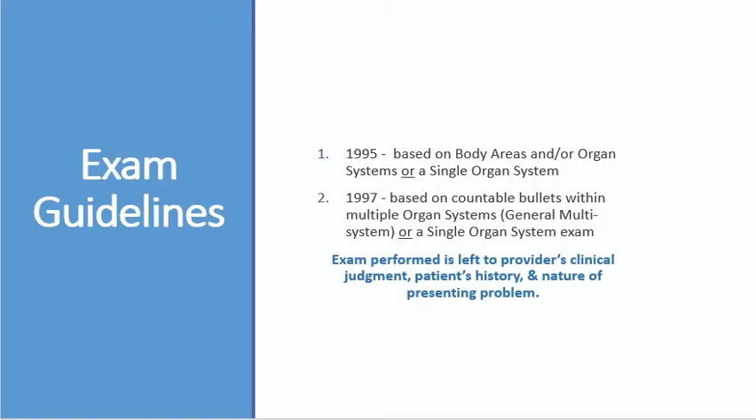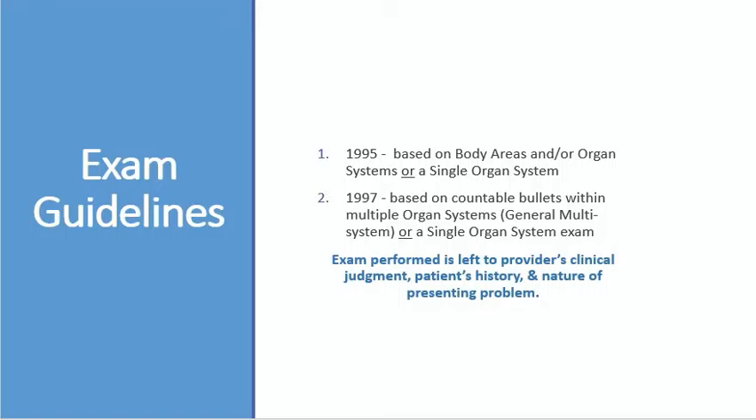How the levels of exam are quantified in the CMS 1995 guidelines and 1997 guidelines is different, and this is currently the only difference between the two sets of guidelines. Prior to September 10, 2013, there were also differences in how the history was calculated, but CMS has since put forth guidance that history is now calculated the same way under both sets of guidelines.